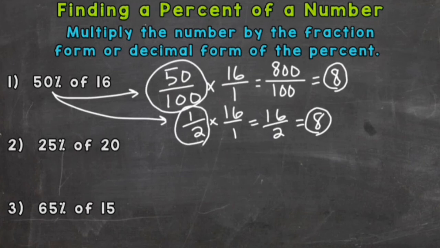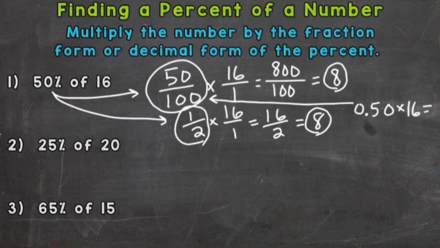Now that we have done this, we are going to go straight to the third method, which is the decimal method. Recall 50 over 100 is the same thing as 0.5. So that means 0.5 times 16. When we multiply this, you also get an 8. So you see, this is exactly what we're talking about.